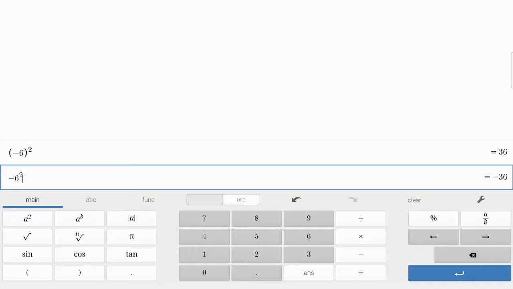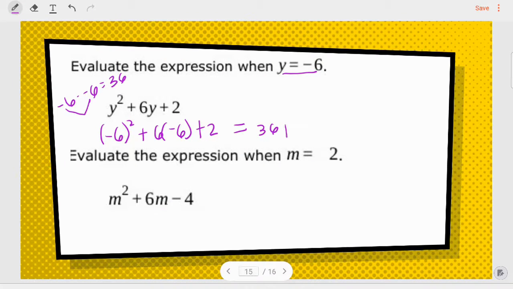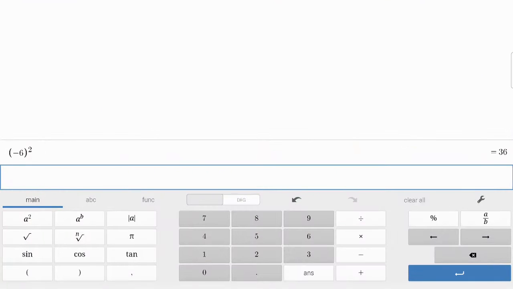So which one did I want to use? I want to use the top one, the one with the parentheses. So 36 plus, what is 6 times -6? That is -36 plus 2. And then I'm going to simplify by typing it all into my calculator at the same time. Here we go, 36 plus -36 plus 2, which gives me a grand total of 2.